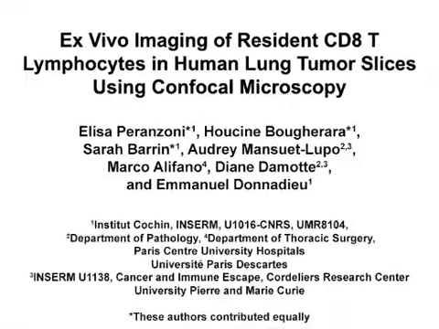The overall goal of this procedure is to image resident tumor-infiltrating CD8 T cells labeled with fluorescently coupled antibodies within human lung tumor slices using confocal microscopy.